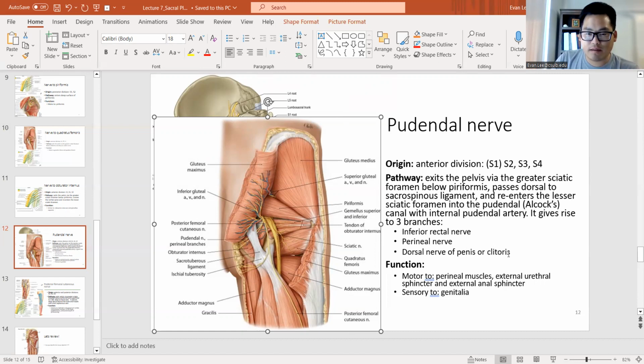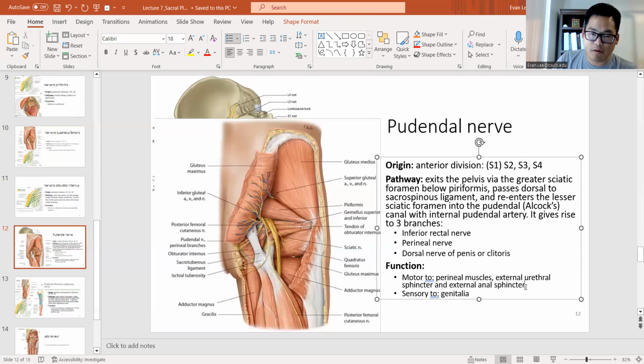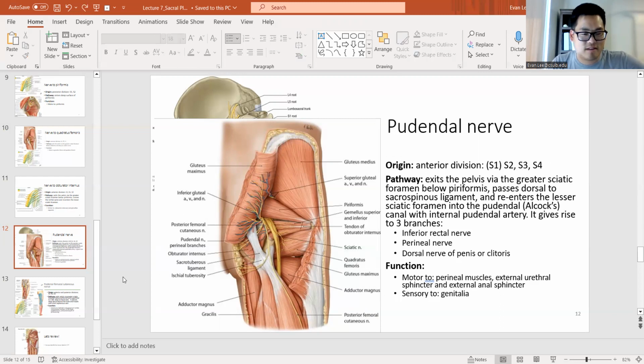So it's going to be allowing for a lot of different sensations, but also we will have some different motor functions in the perineum, so perineal nerve, and then also external urethral sphincter and external anal sphincter. So these are actually the muscles that you use to control yourself. You have muscles that will be able to open depending on if there is an urge to go to the bathroom, like pee or poop, but you also have muscles that allow you to hold it. Those are the external urethral sphincter and external anal sphincter. So luckily we've got those nerves.